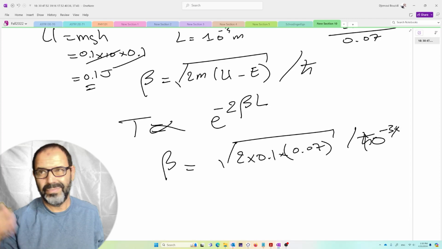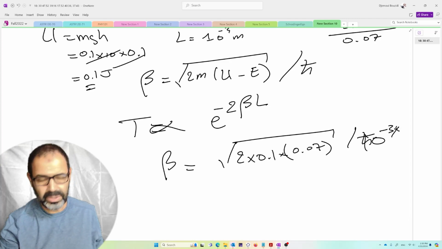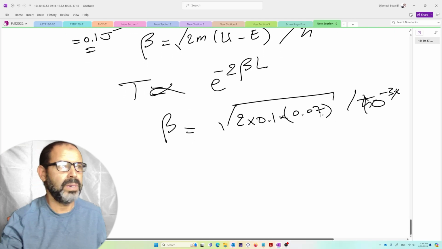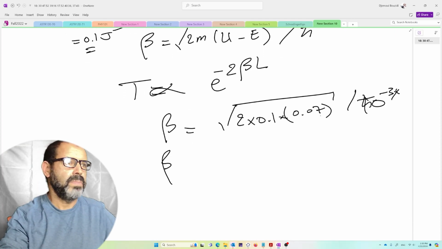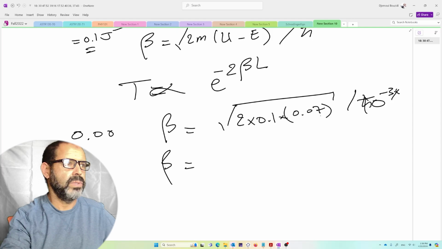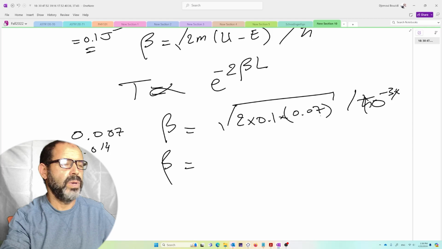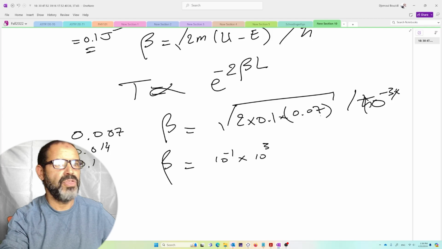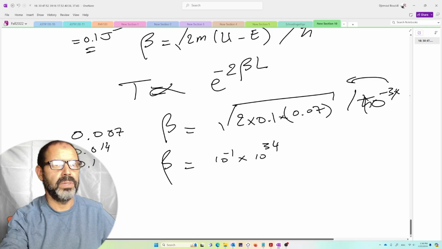I mean, what I'm saying in here is that you're going to get a tiny number. That's the bottom line. So, how much is beta in here? Square root of 0.07, so 0.007, when you multiply it by 2 is 0.14. When you square root 0.14, it's going to be around 0.1. So this is about 10 to the negative 1 times 10 to the power 34 when you take it upstairs. Remember, 10 to the negative 34. Again, all that matters are the powers, 10 to the power 33.